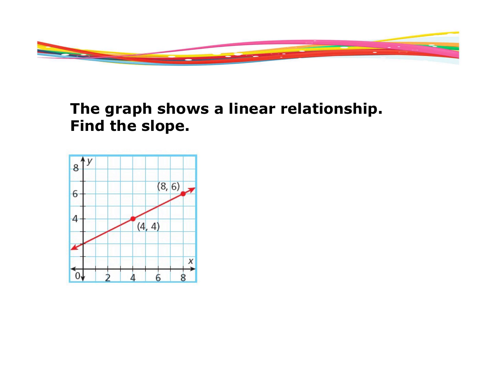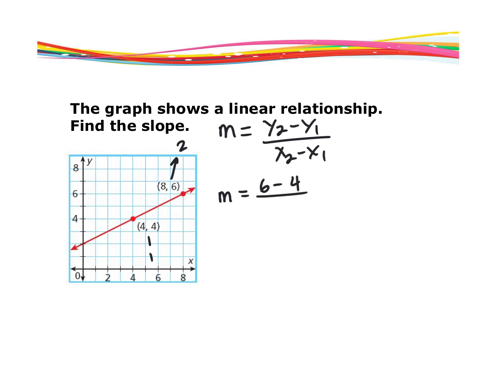Okay, so the graph shows a linear relationship, they want us to find the slope. I'm going to call these my 2s and these my 1s to use the formula. So y2 minus y1 over x2 minus x1. So it would be 6 minus 4, 8 minus 4. So I'm left with 2 over 4, which simplifies to a half.